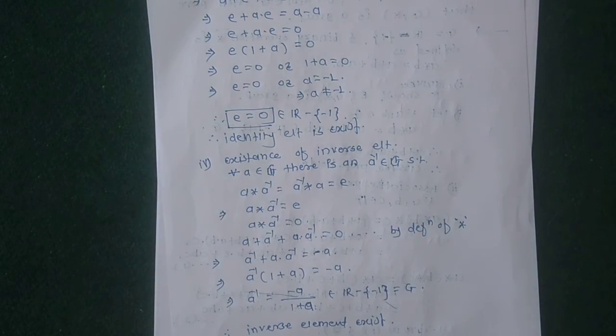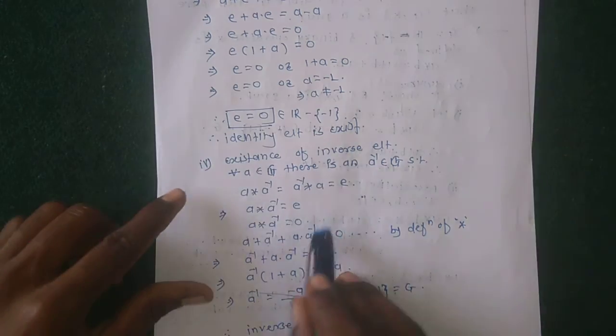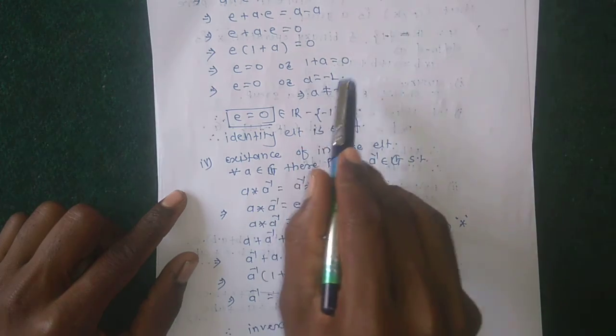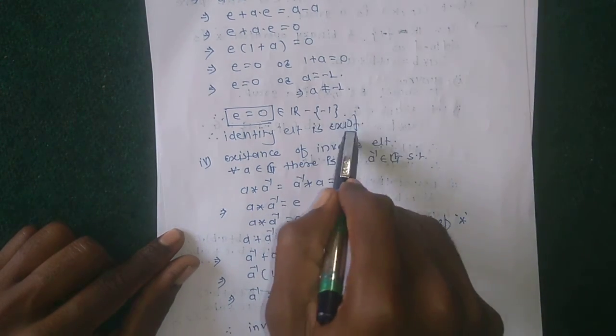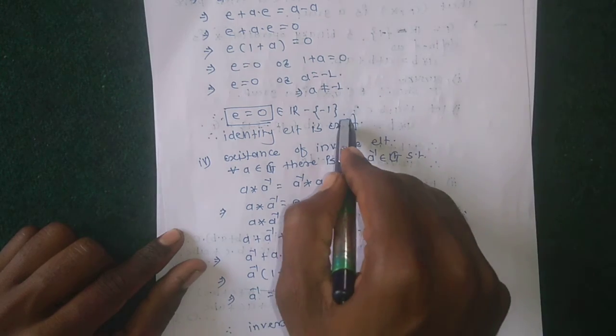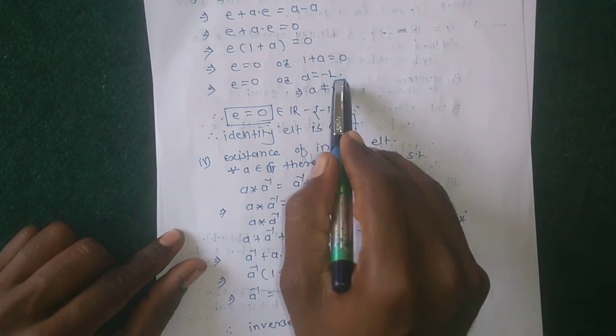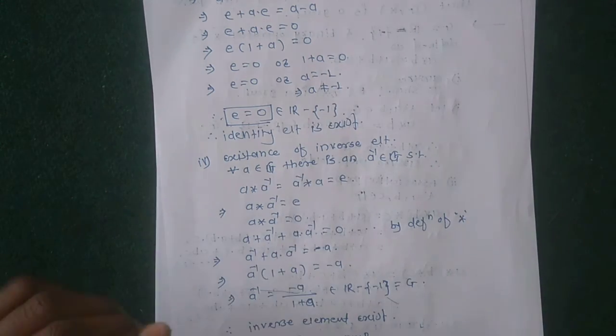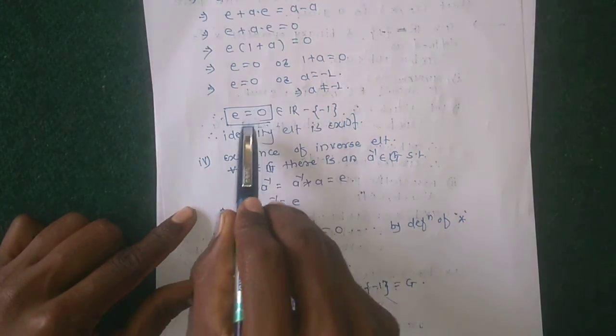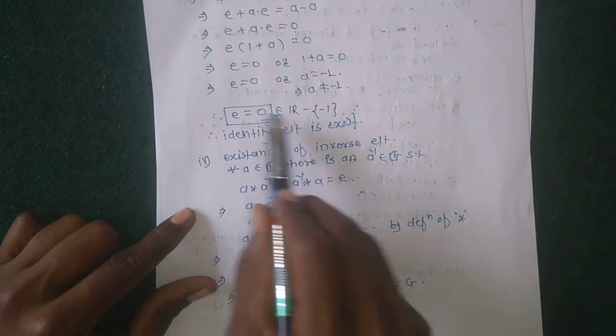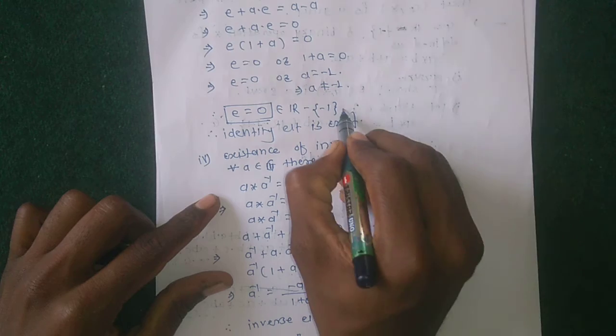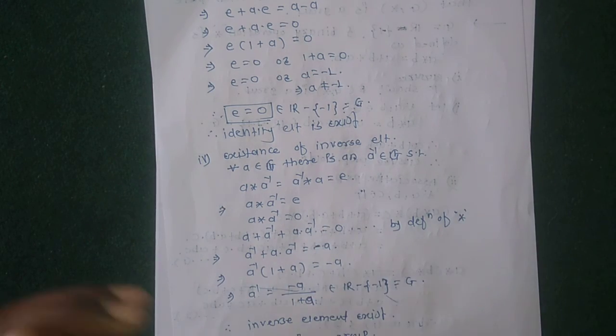The product of two elements is 0, which implies that one of the elements must be 0. But if 1 plus a equals 0, solving this gives a equals -1, but a belongs to the given set G, which does not contain -1. Therefore a must not equal -1, because the given set G does not contain -1, therefore E must be 0. E is the identity, and 0 belongs to the given set G. Therefore the identity element exists.